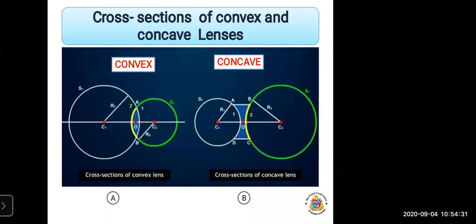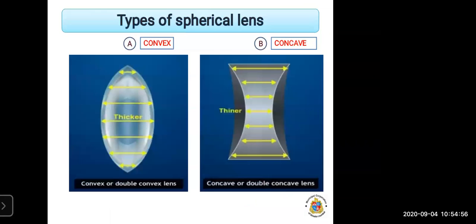So remember students that the part of the sphere forms the surface of the lenses. Surface of the lenses, which lenses? That is the convex lens and the concave lens. Remember this, okay? Now let us learn about the terms. Which are the terms related to the convex lens and the concave lens?